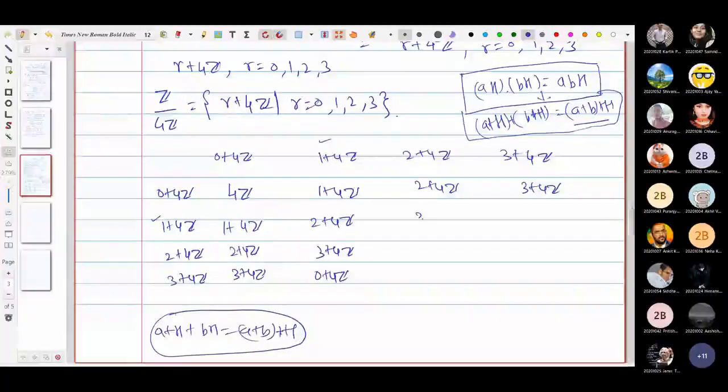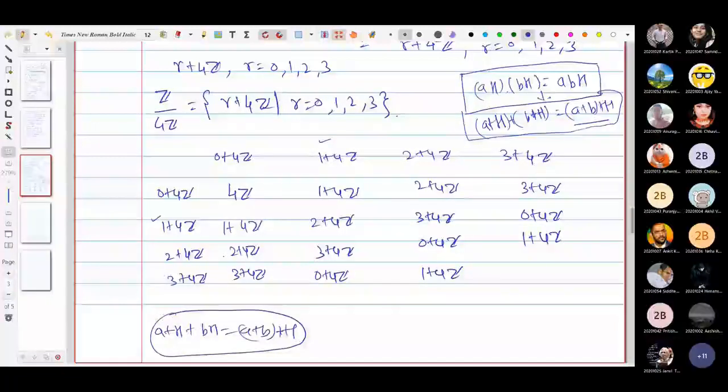0 plus 4z is nothing but 4z only. So here also 3 plus 4z we have, and then 2 plus 2, 4, that is 0 plus 4z, and then we have 1 plus 4z. Last column, let us see 1 plus 4z, that is 0 plus 4z, and then 1 plus 4z, 3 plus 2, 5, and if we divide 5 by 4, we are left with remainder 1. So here 2 plus 4z.